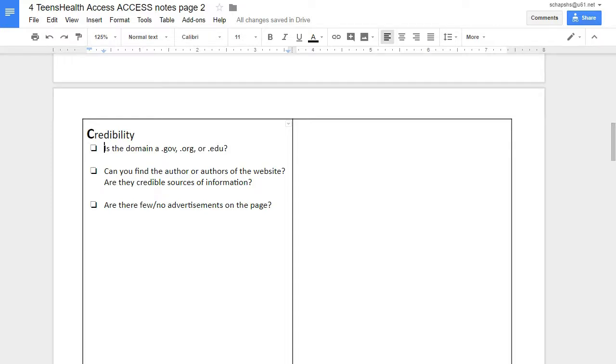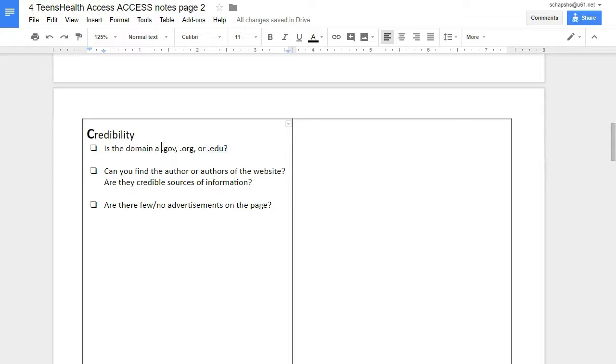This is important to find out because anybody can create a .com website, but there are special circumstances that allow somebody to operate a .gov, a .org, or a .edu. Because of that, these sites are more likely than a .com or a .net to have the most current and accurate information. A .gov is a website that's created and run by the government. A .org is a website created and run by an organization, usually a nonprofit. And a .edu is a website that's created and run by an educational institution like a college or a university.